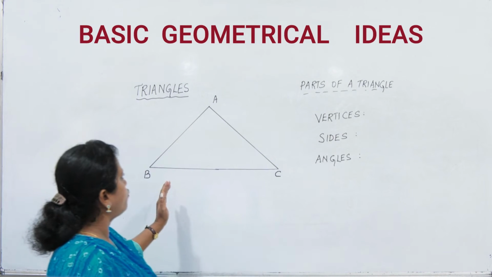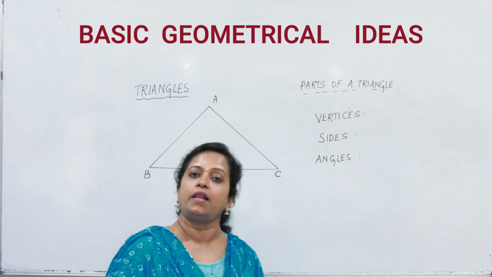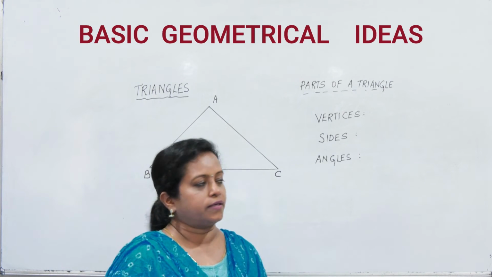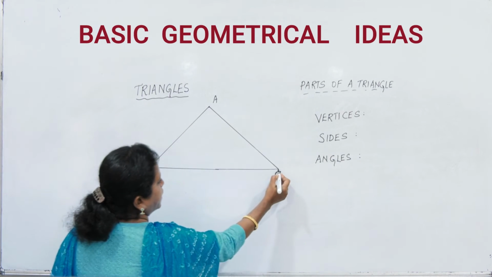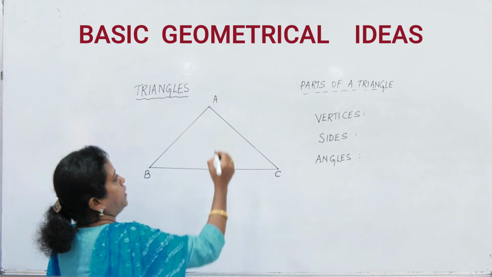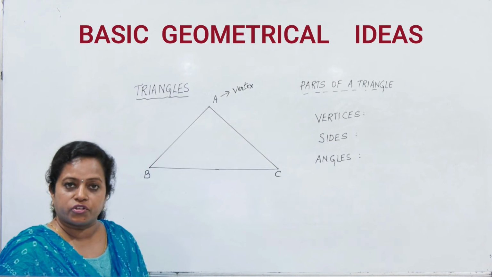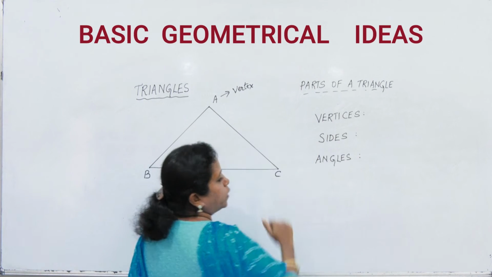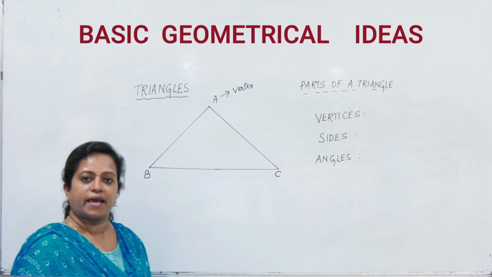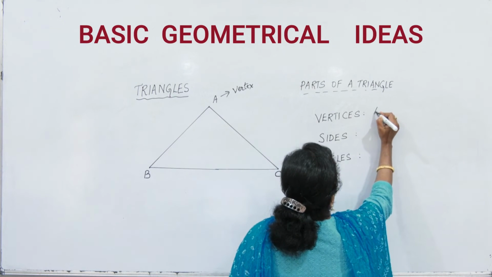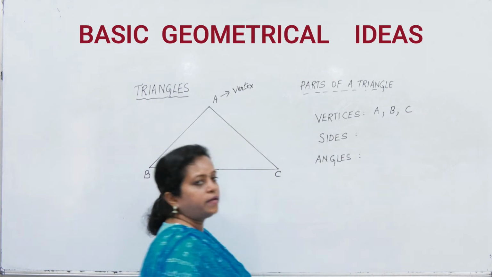So here is a figure of a triangle. Now we are going to understand the different parts of the triangle, and also how we name a triangle. Clearly in this figure you can see that there are 3 corners. These corners are called the vertices of the triangle. So how many vertices are there in a triangle? There are 3 vertices, and since they are points, we name them, here, A, B and C.